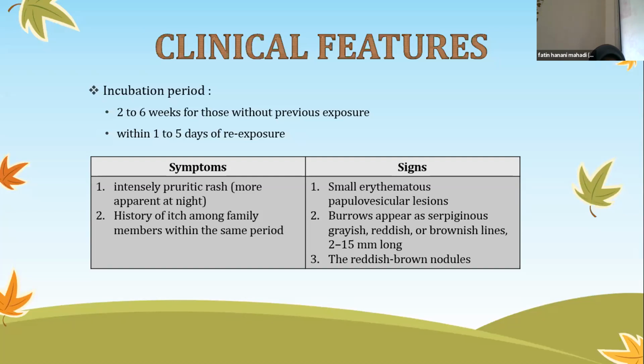Regarding the signs you can see from the physical examination, it would be characteristic small erythematous papulovesicular lesions, the burrows, which appear as serpiginous, grayish, reddish or brownish lines, about 2 to 15 millimeters long. Another one would be the reddish brown nodules. Actually, the reddish brown nodule is caused by the delayed hypersensitivity reaction towards the female mites, its eggs and also its feces deposited in the epidermis, rather than by active infection.